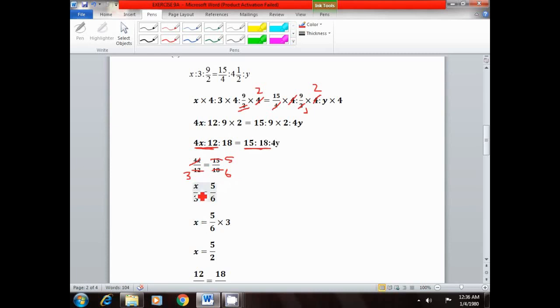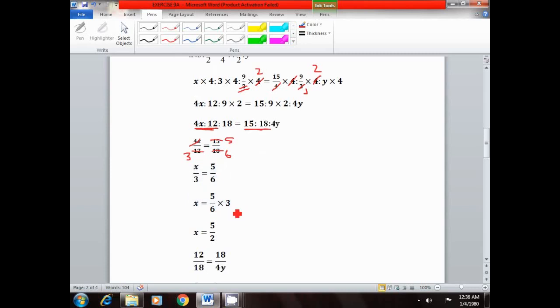Since we want to find the value of x, we will take this 3 to the right side of the equation. So we have x equals 5 divided by 6 multiplied by 3. Again you see we have 6 and 3. 6 is a multiple of 3, so we can divide this 3 and 6. Now 3 times 1 is 3, and 3 times 2 is 6. Finally we have the value of x, 5 times 1, 5 divided by 2, which is the value of variable x. Now let's find the value of y from the same ratio.